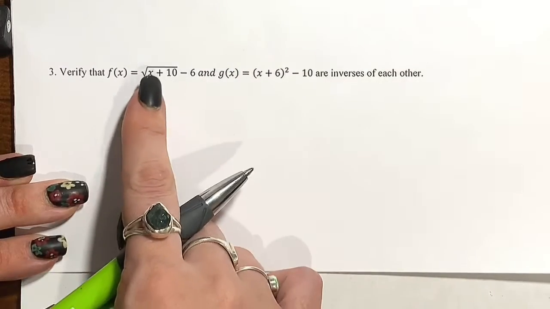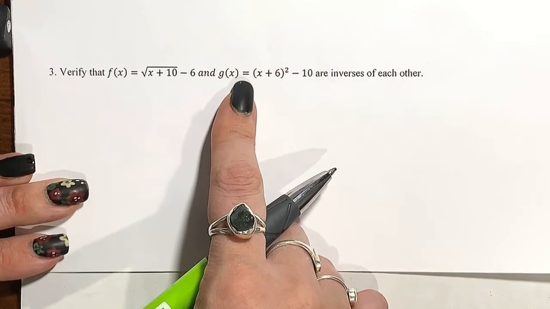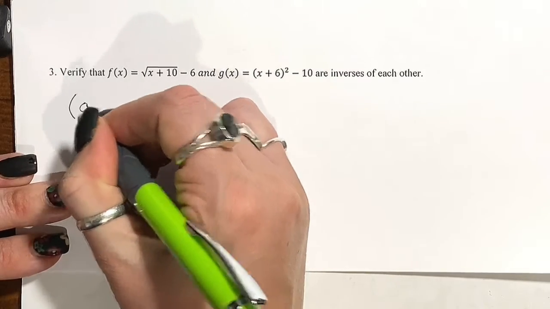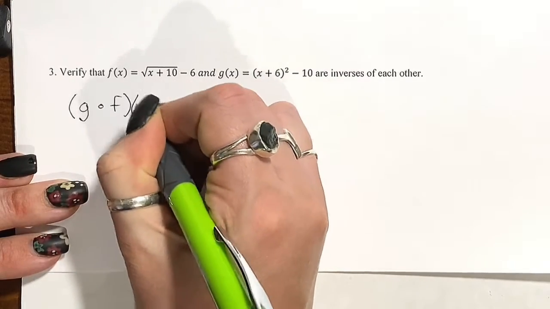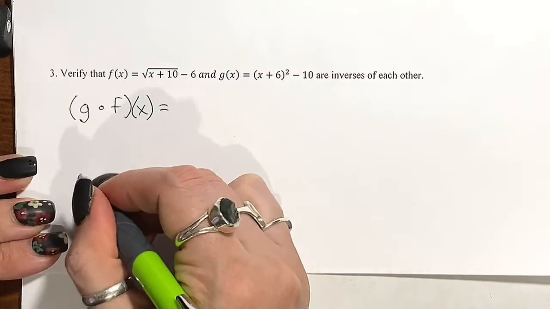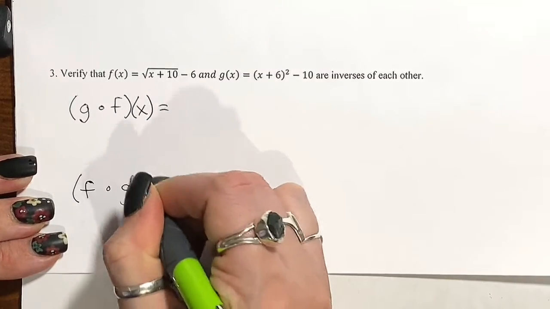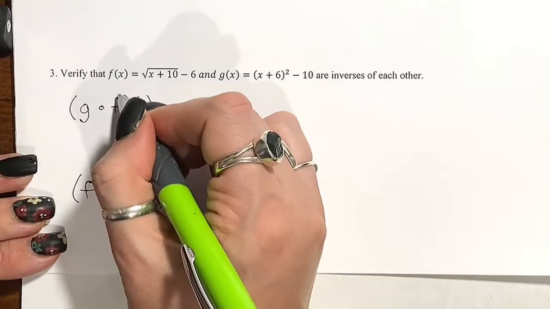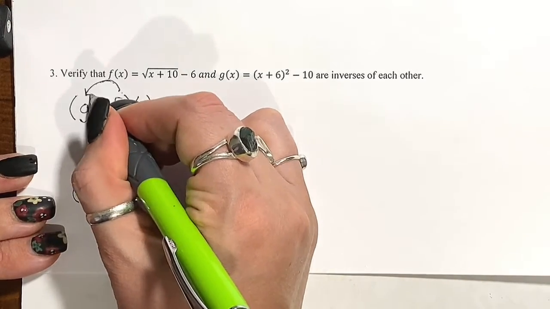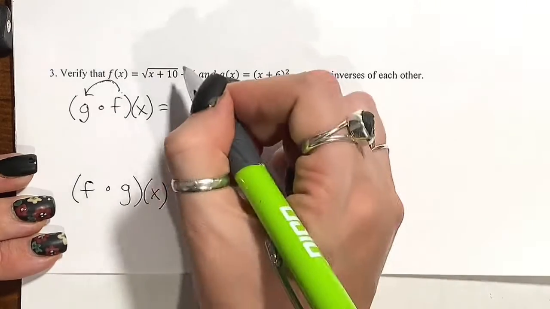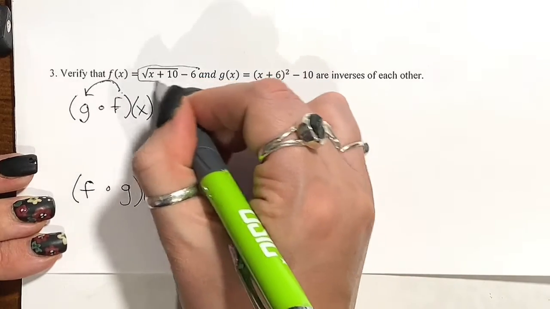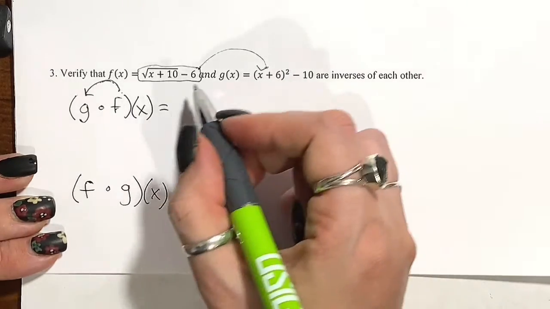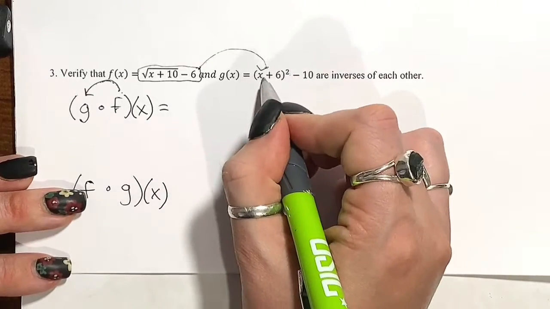So we want to verify that this function and this function are inverses of each other. So again, you need to show both directions. I'm going to do g composed with f of x, and I also need to do f composed with g of x. So the order matters here. The second equation is going to get plugged into the first equation. So I'm plugging f into the x right here. So here's my equation that I'm replacing the x with.